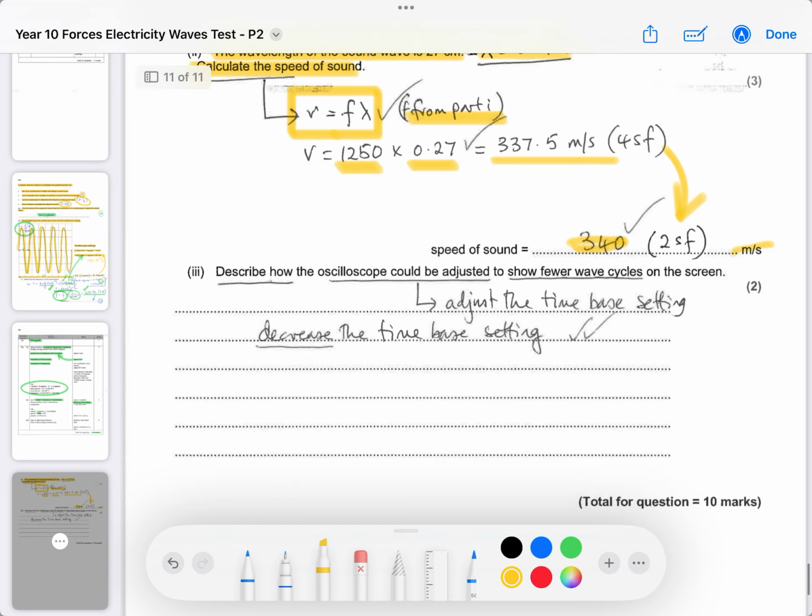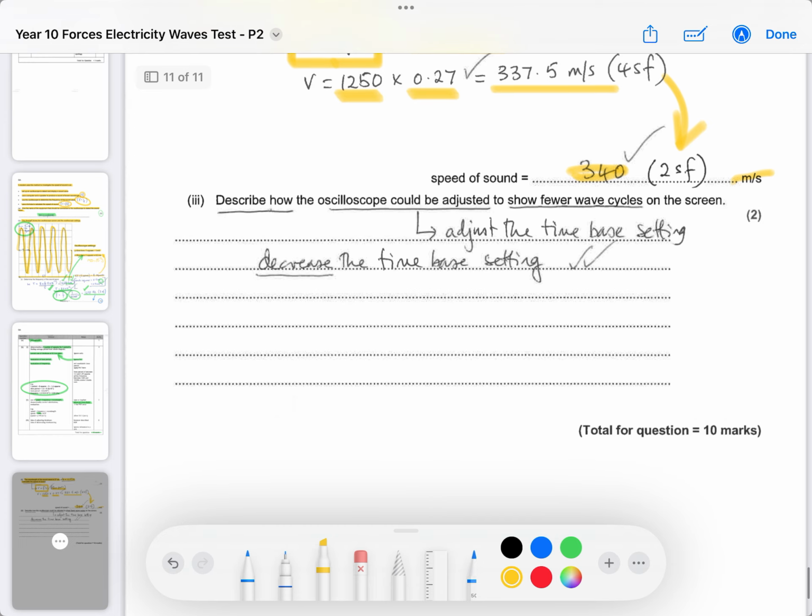Units given to you. Now then it says, describe how the oscilloscope could be adjusted to show fewer wave cycles on the screen. Okay, so the time base was set on 0.5 milliseconds. Yeah, that means every 0.5 milliseconds you'll see how many waves have passed through. Well, by changing the time base setting, you get 1 mark for saying that. So you've got to adjust the time base setting, and they're saying if you decrease the time base setting, that will show fewer waves.